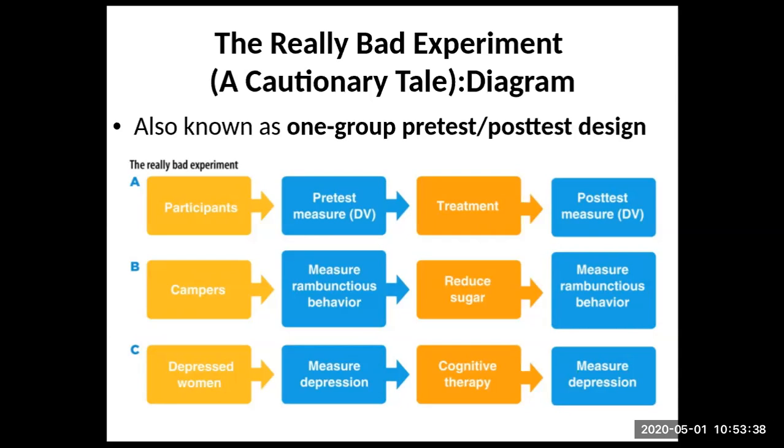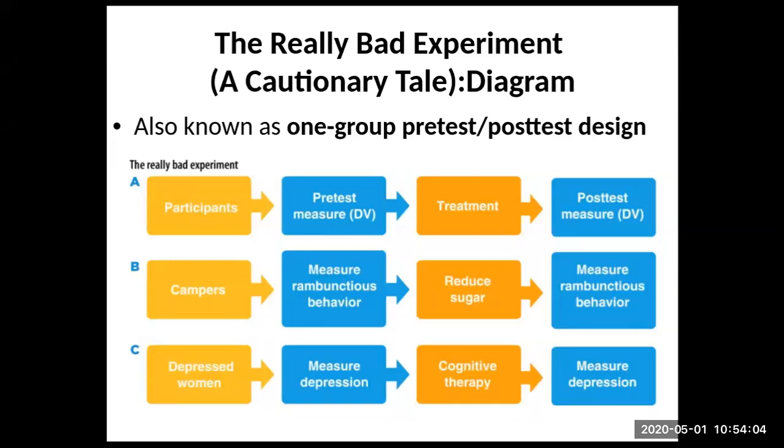So we also don't know, without a comparison group, whether it was the reduction of sugar, because you reduced it for everybody, that actually caused their rambunctious behavior to decrease, or was it just simply because they had been there for a week already and they were not nearly as excited as on day 1? We don't know because it's a really bad experiment.